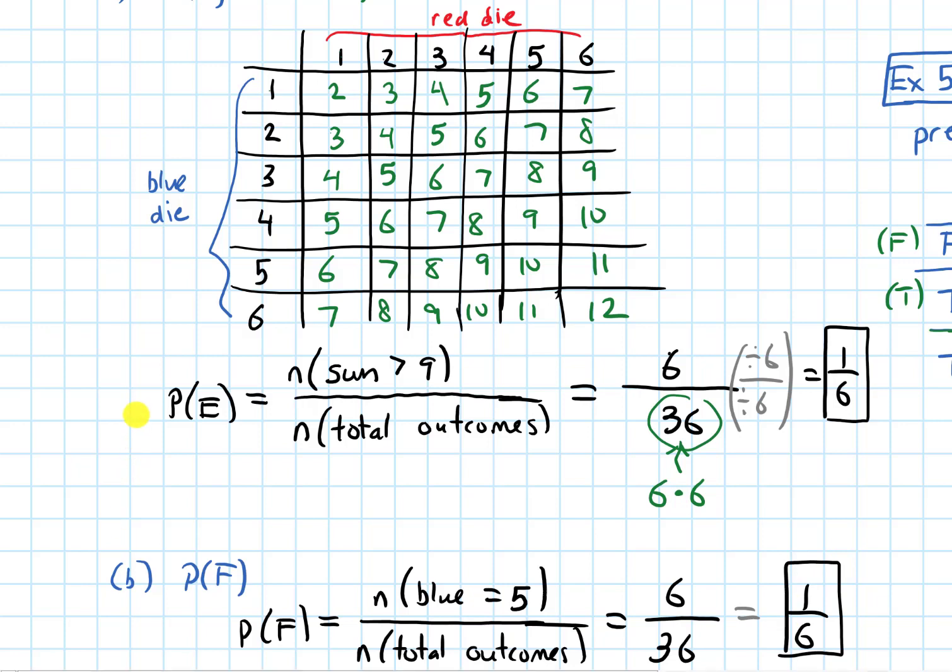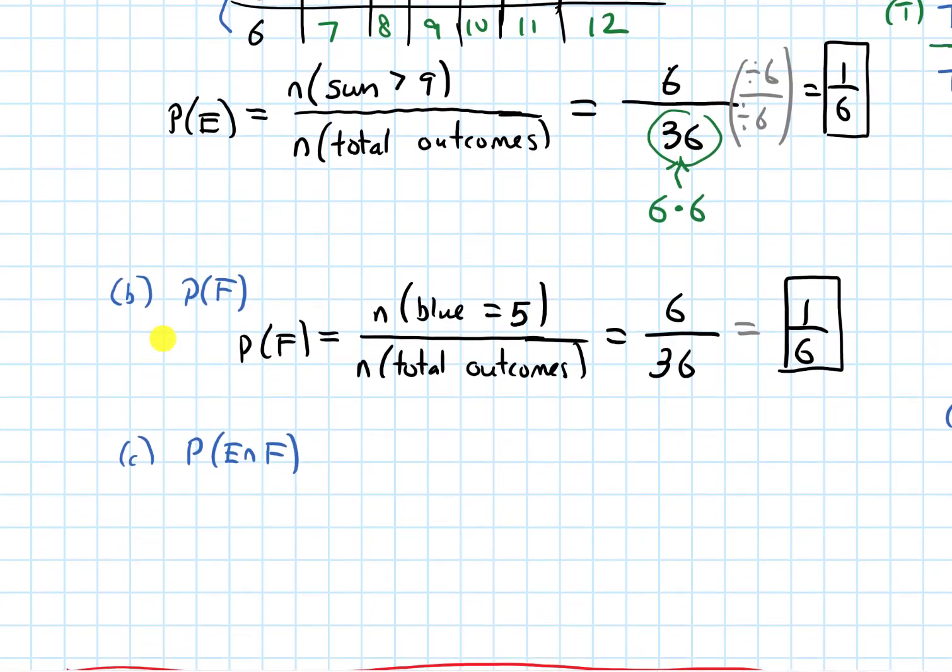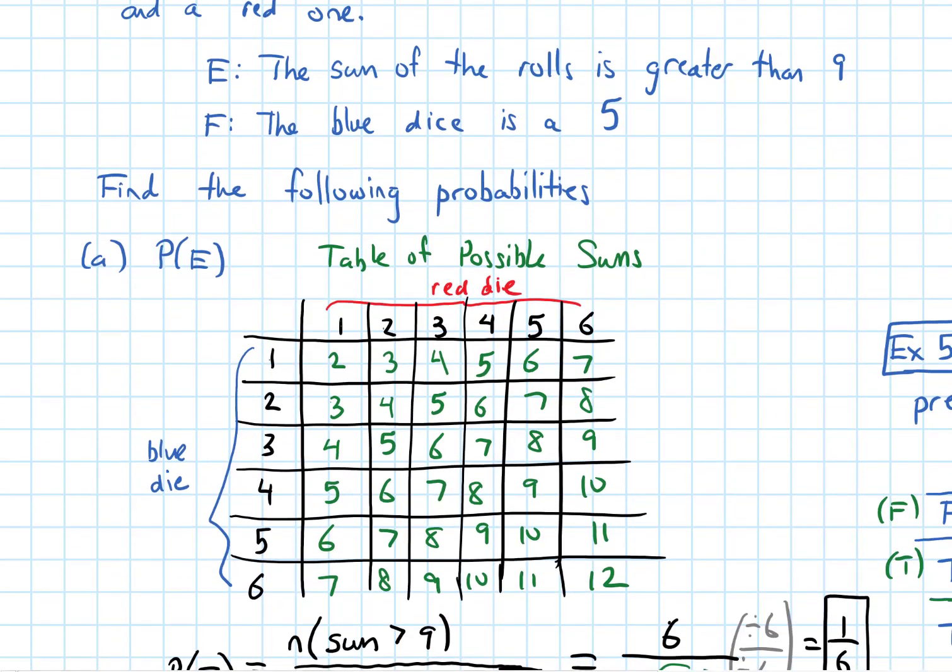All right, let's do part C now. C is asking, what's the probability of E intersected with F? So now we're going to need E and F to both happen. So recall what E is. E is the sum of the rolls being greater than 9. F is the blue die being a 5.